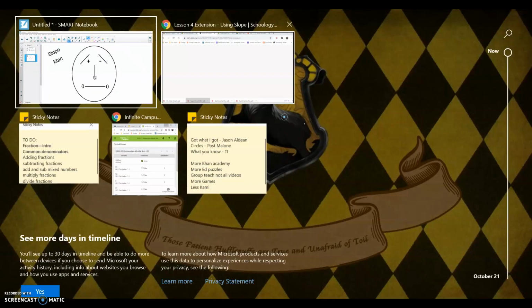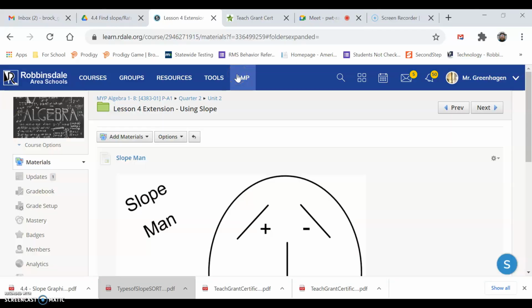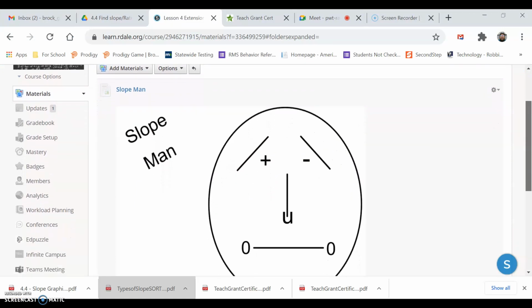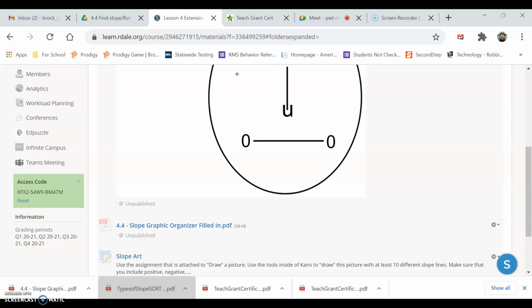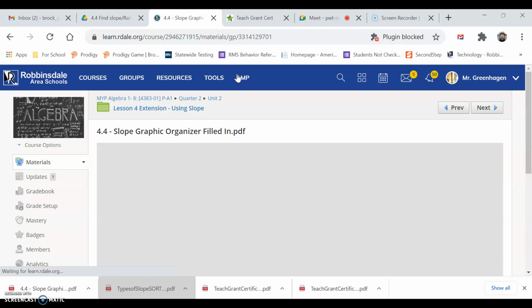Also, if you noticed in your Schoology page, when you got into here, you'll notice that I have put this SlopeMan on there, but I have also put a graphic organizer in here. This is already filled in for you.